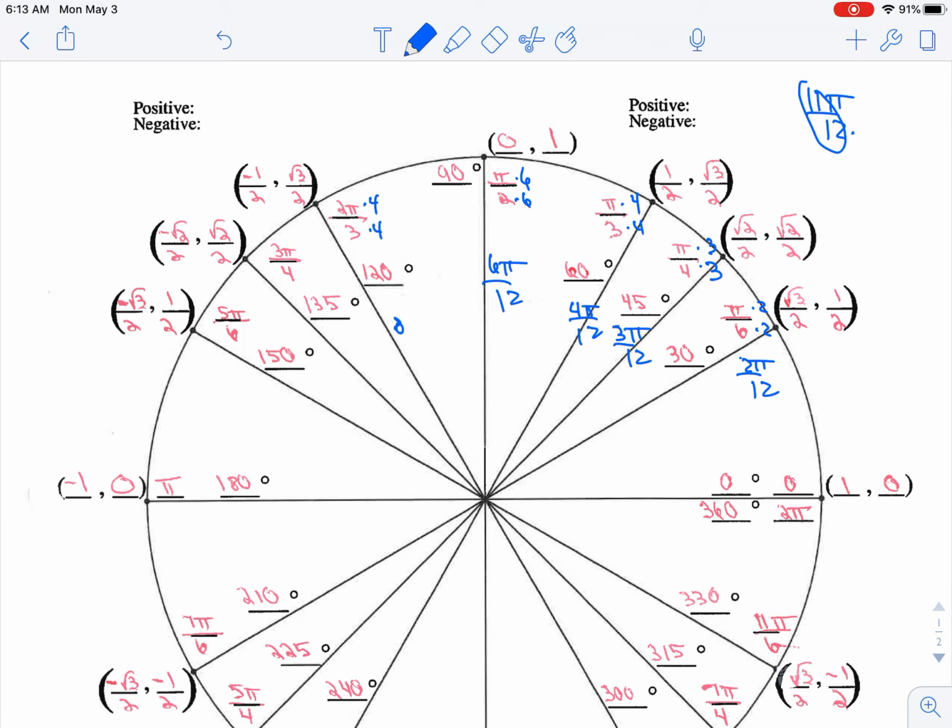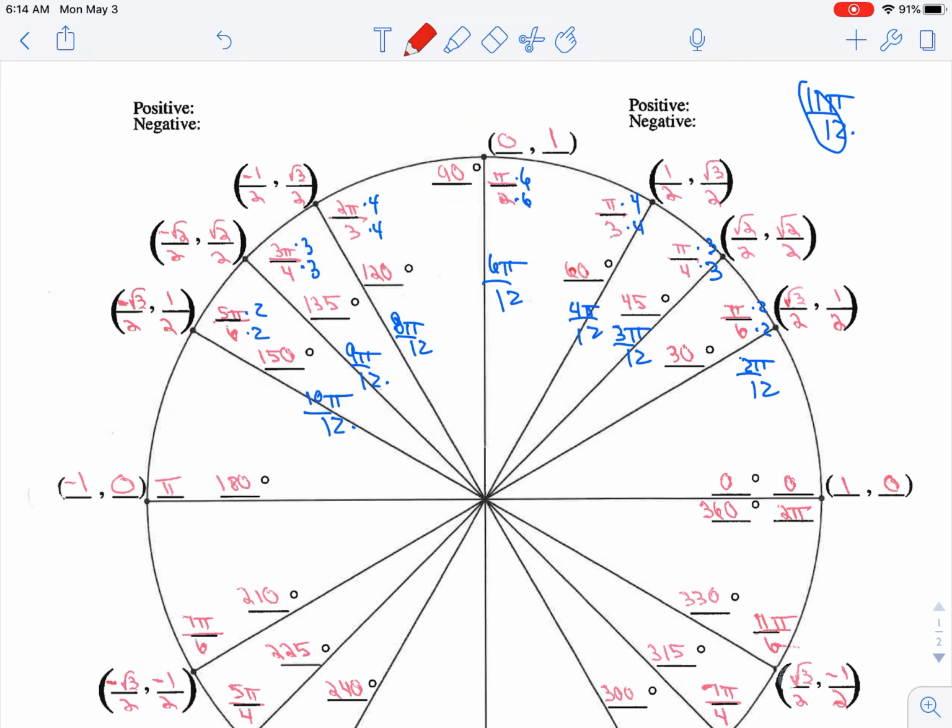This one I multiply top and bottom by 3, so this is 9 pi over 12. And you may already see a pair that works. Multiply by 2, and I get 10 pi over 12. Okay, now remember I'm looking for two numbers that I can add to get 11 pi over 12. And again, there are a couple of options.